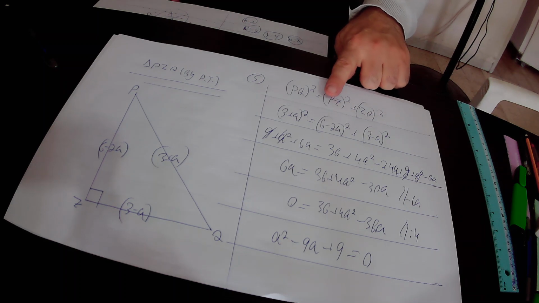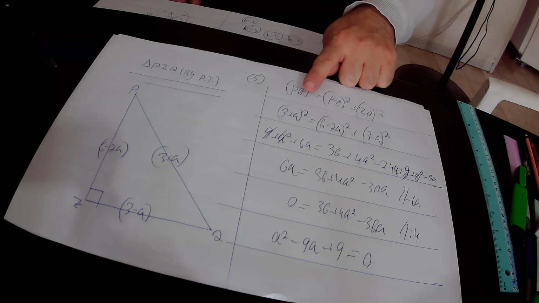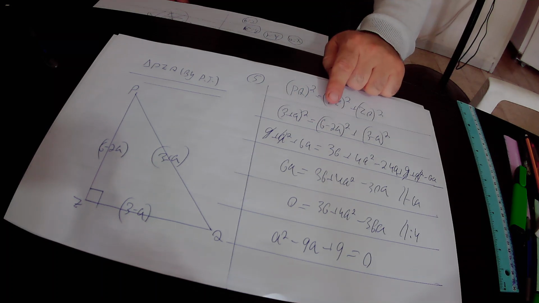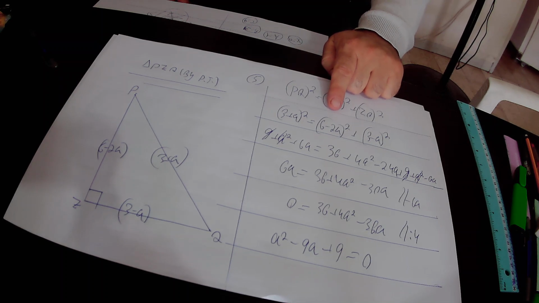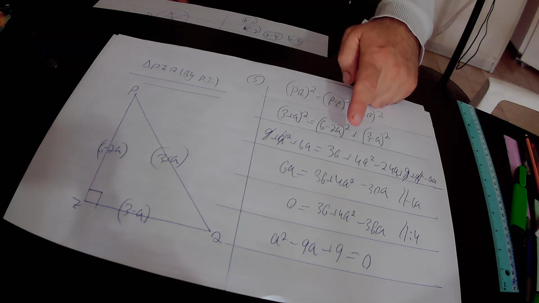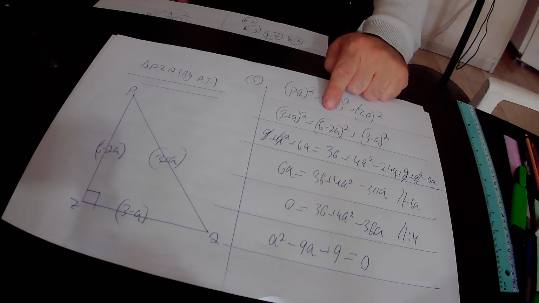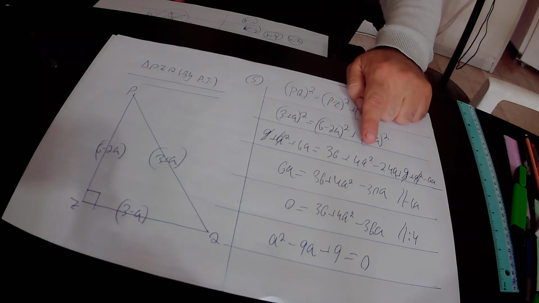Here we open the brackets on both sides of this equation and finally find that (3 plus A) square equals 3 square, that is 9, plus A square plus 2 times 3 times A, that is 6A. And it equals, on the other side of the equation, (6 minus 2A) square. (6 minus 2A) square equals 6 square, that is 36, plus (2A) square, that is 4A square, minus 2 times 6, that is minus 12 times 2A. Minus 12 times 2A is minus 24A.